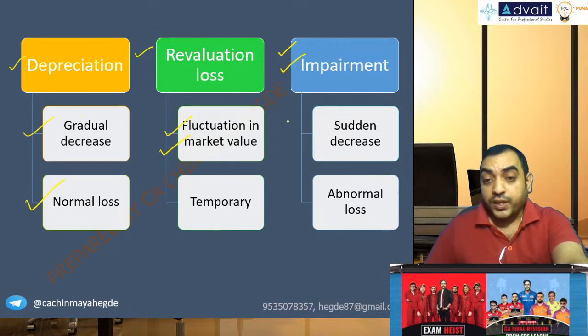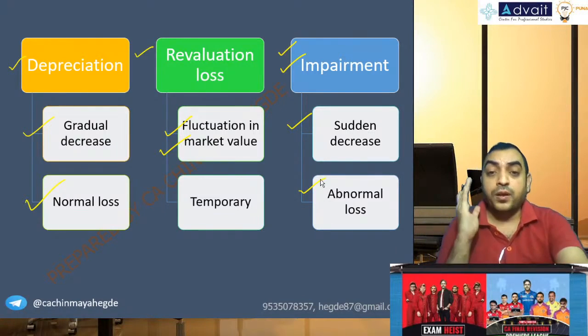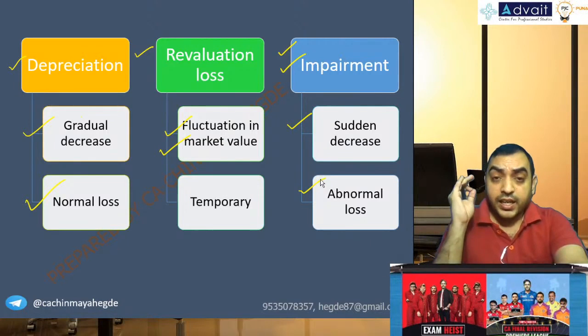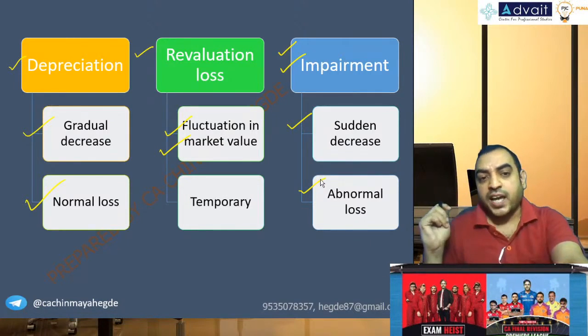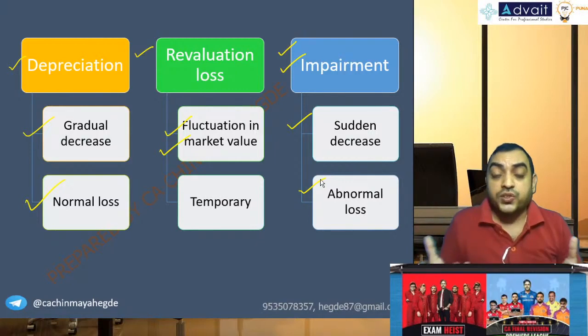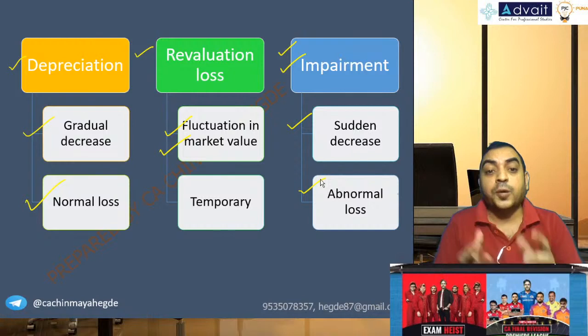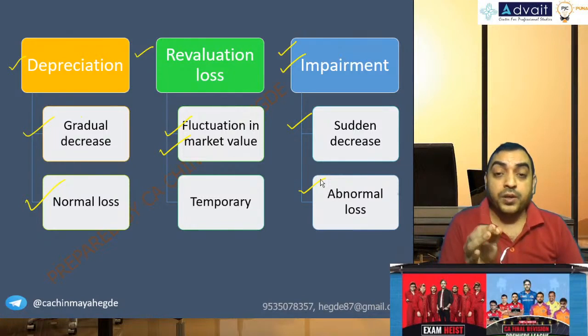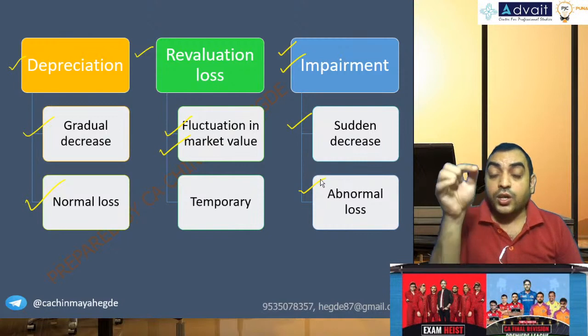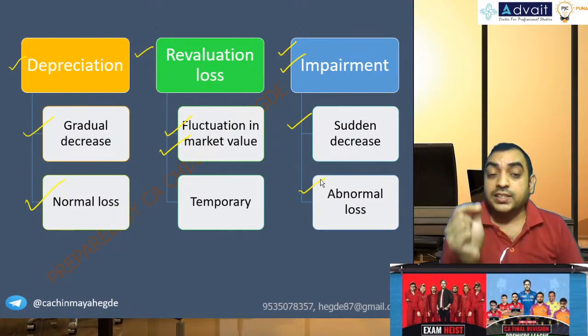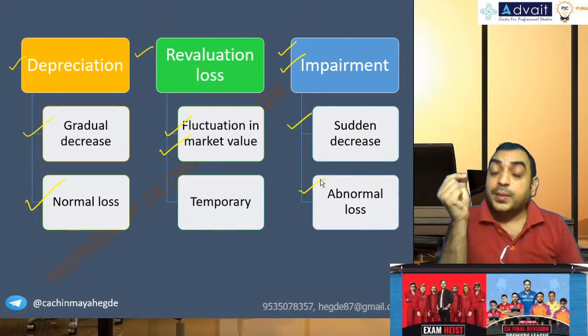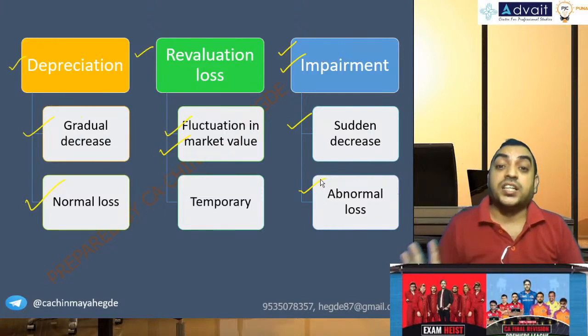But impairment means sudden decrease. It's an abnormal loss. For example, an accident happened or an extreme situation like coronavirus happened and your asset is now becoming useless. You cannot produce the goods. The value of the asset which was supposed to reduce over a period of time suddenly reduced. It's like an abnormal loss. So when some people report impairment loss in their P&L account, that means some unexpected material negative event has occurred.